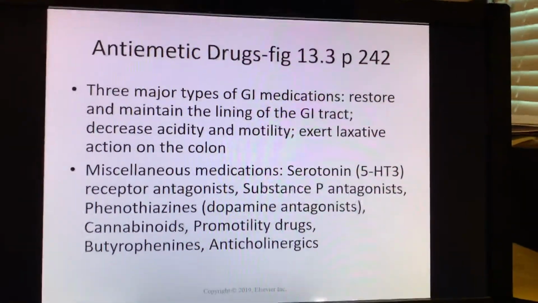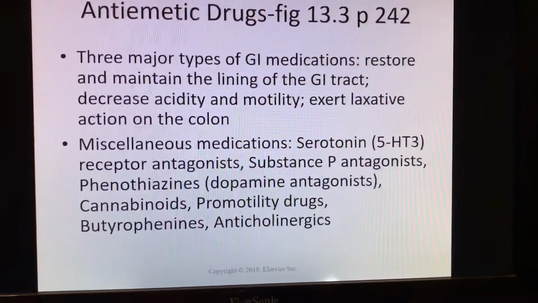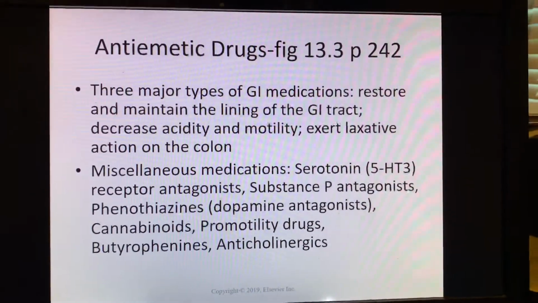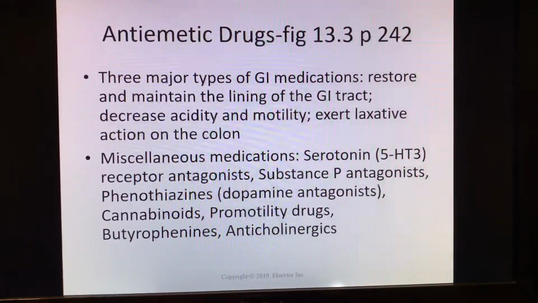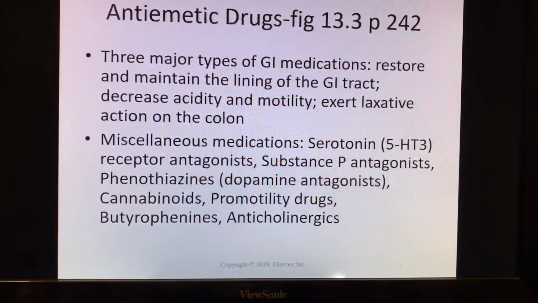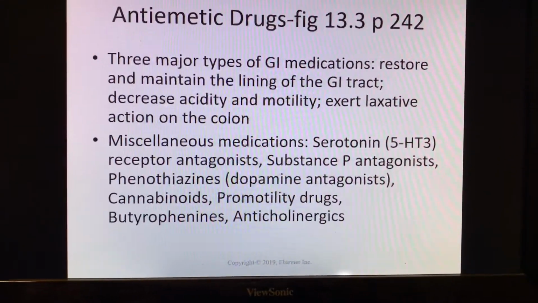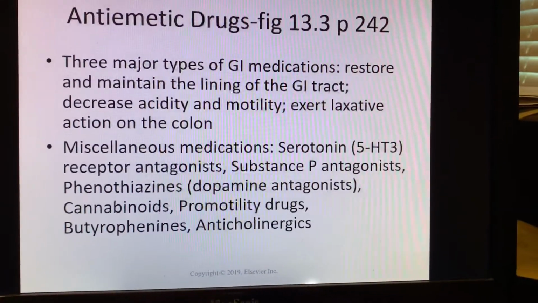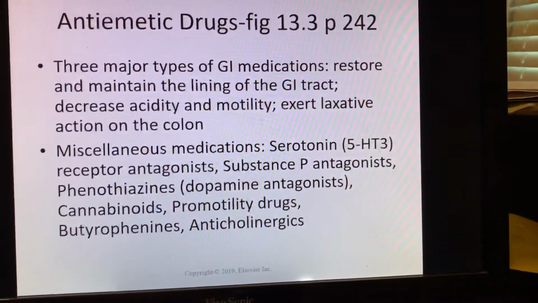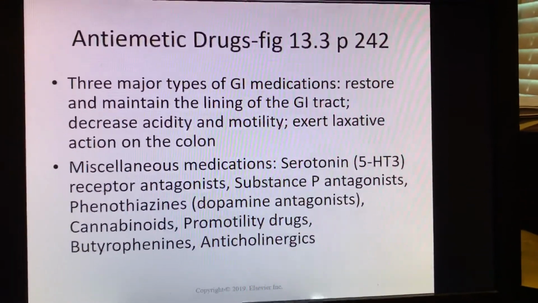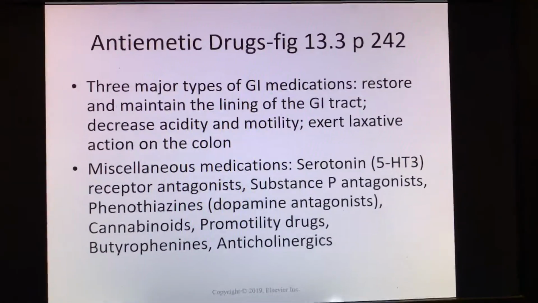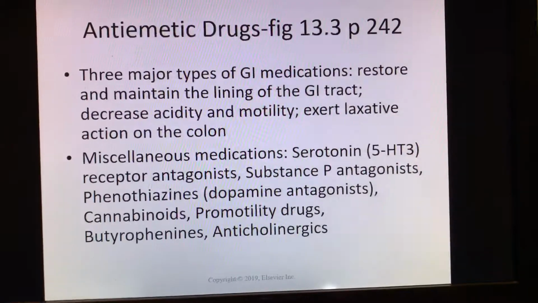Now, on page 242, we talk about various kinds of antiemetic drugs. There are three major types of antiemetic drugs, just generally speaking. Drugs that restore and help maintain the whole lining of the GI tract. Drugs that cut down on the acidity of the inside of the stomach and cut down a little bit on the motility, because a GI tract that moves too much is going to move substances through it more quickly than we'd like. And medications that can cause a laxative effect on the colon.